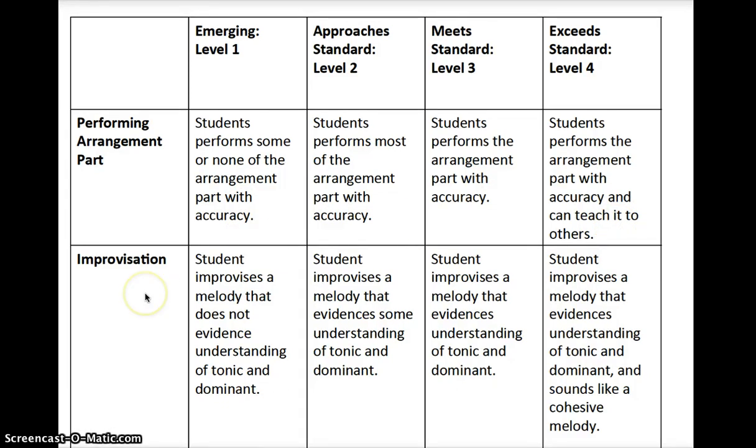And then another learner outcome might be students improvise over the harmonic structure to the song Mary Ann. A level 1 would be student improvises a melody that does not evidence understanding of tonic and dominant. Level 2, approaching the standard, well, student improvises a melody that evidences some understanding of tonic and dominant. Level 3 would be student improvises a melody that evidences understanding of tonic and dominant. And a level 4 would be student improvises a melody that evidences understanding of tonic and dominant and sounds like a cohesive melody. So that extra step exceeding expectations.